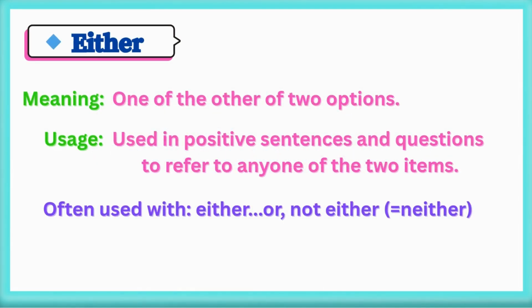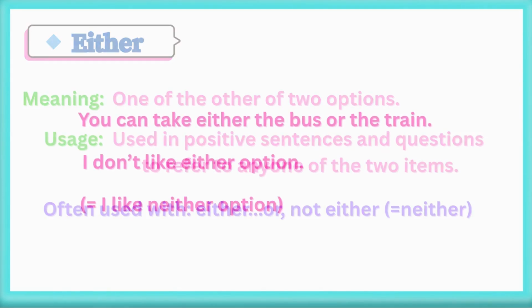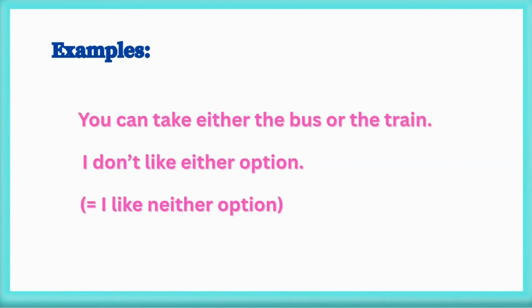Either. Meaning, one or the other of two options. Usage: used in positive sentences and questions to refer to any one of the two items. Often used with either or not either, which is equal to neither. Examples: You can take either the bus or the train. I don't like either option, which is equal to I like neither option.